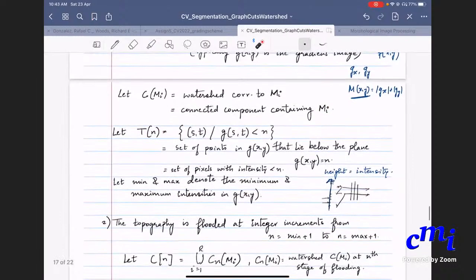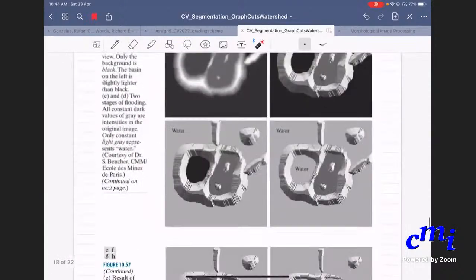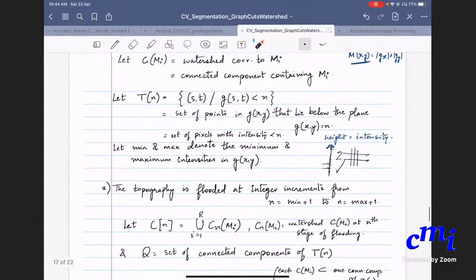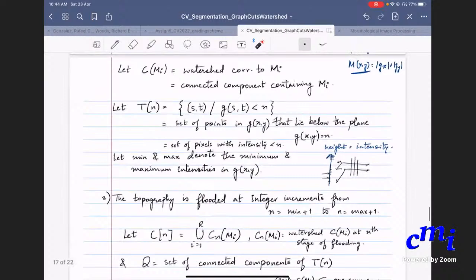And we will say T of n is the set of all pixels that lie below the plane g(x,y) equal to n, which means the set of all pixels that lie below a certain given intensity. T of n is the set of pixels which have intensity less than n. If you are thinking of it as this topographical image, then it is the set of all points below a certain height. So T of 1 is the set of all points below height 1, T of 2 is the set of all points below height 2, and so on. So we have this notation.